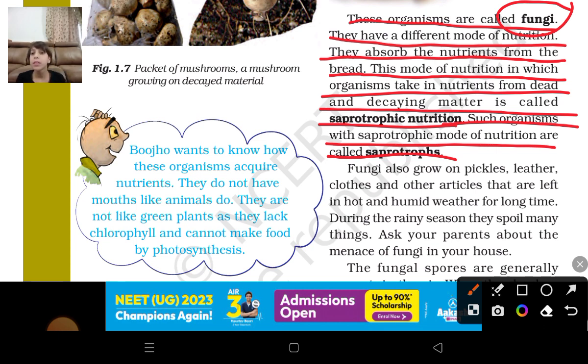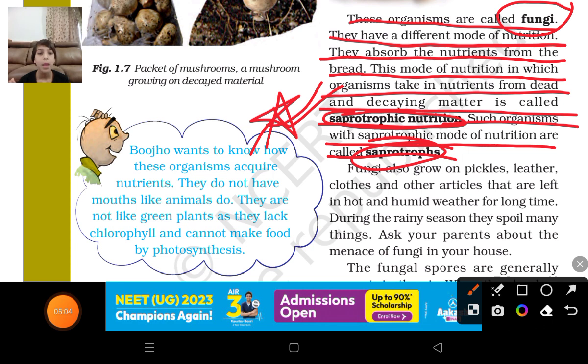And the mode of nutrition where the organism absorbs all the nutrition from dead and decaying matter is called saprotrophic mode of nutrition. Such organisms with saprotrophic mode of nutrition are called saprotrophs. Organisms that do saprotrophic nutrition are called saprotrophs.